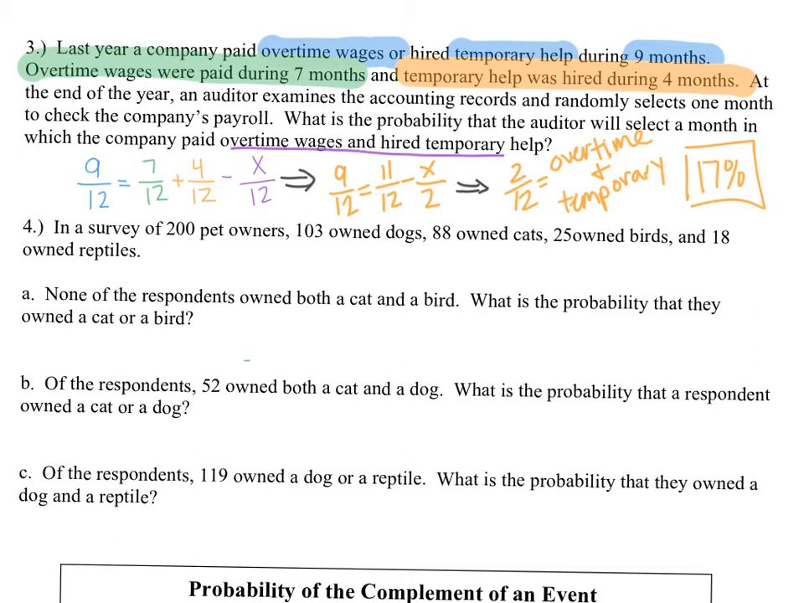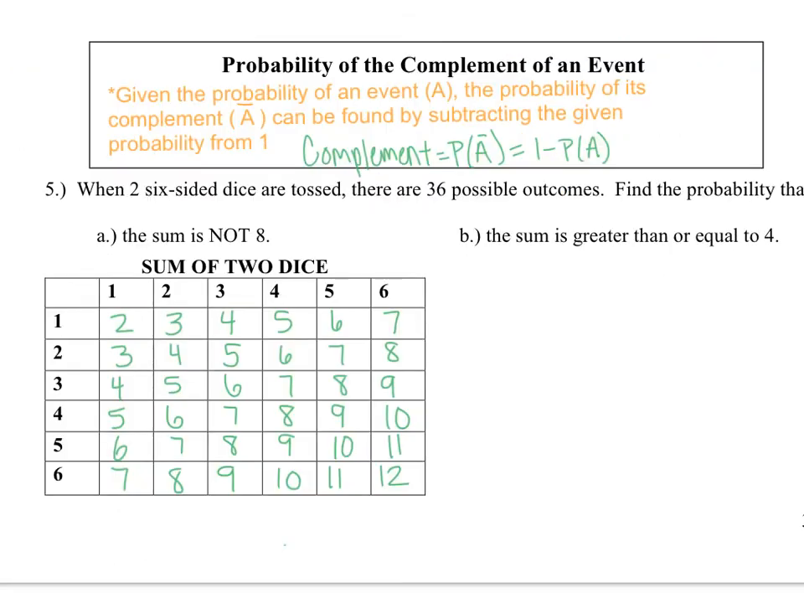So you guys now need to try number 4, A, B, and C. And I'm going to skip down here to the bottom of the page. Okay, so the probability of the complement of an event. Complement is basically not the event. So if you're trying to find the probability of the complement of some event, it's going to be the probability that it's not that event.